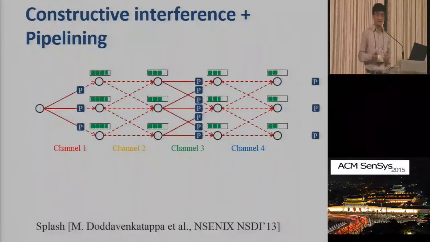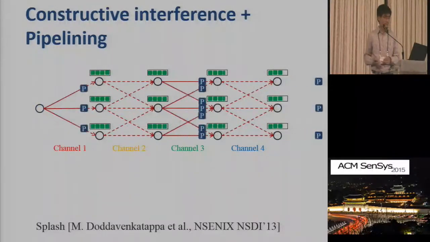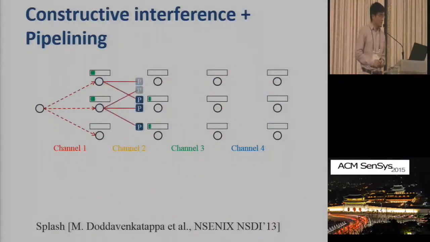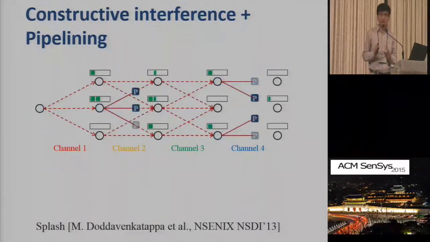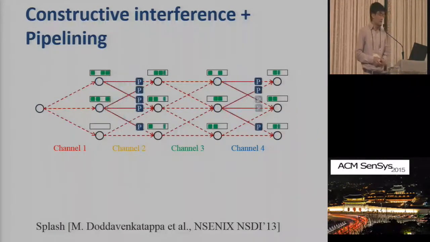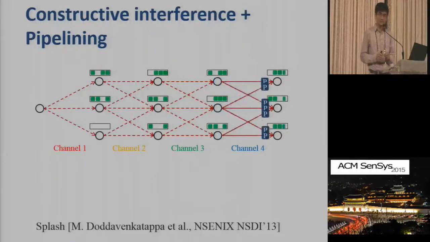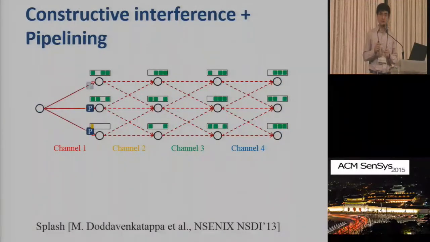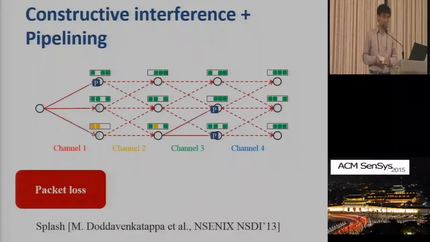However, it is just an ideal case. In reality, the fast pipeline is not so reliable. There is packet loss. To handle this problem, Splash transmits the original data repeatedly in multiple rounds.